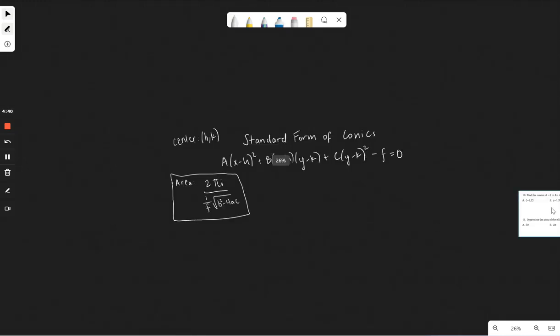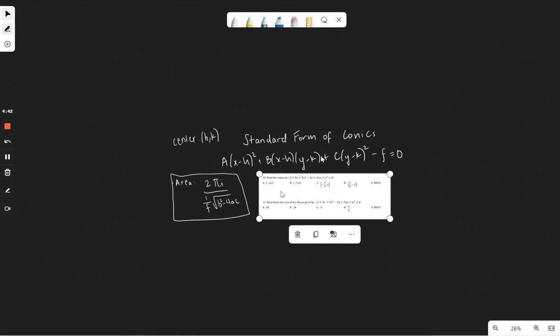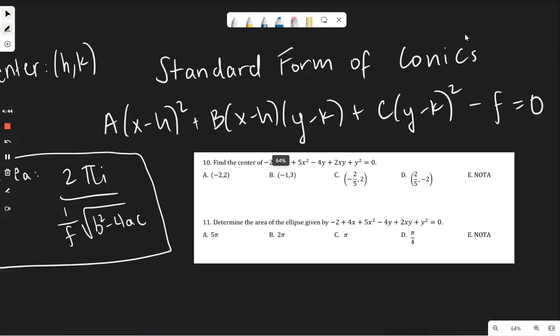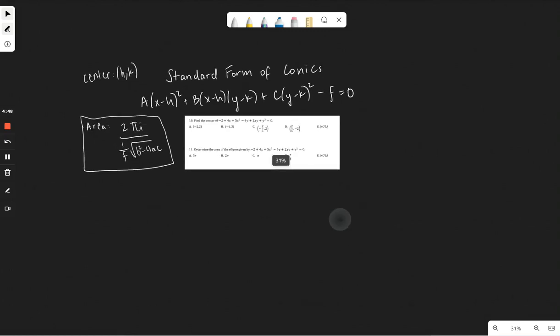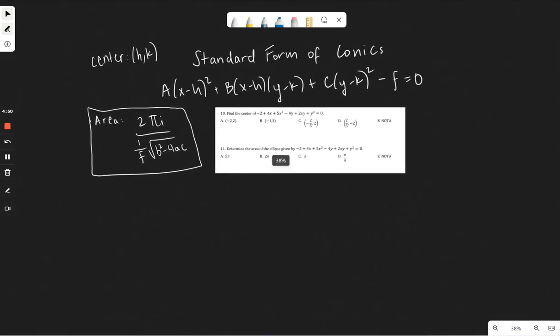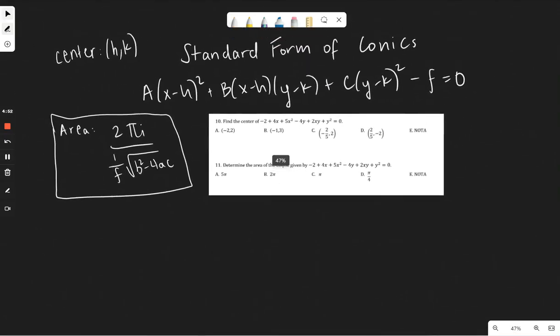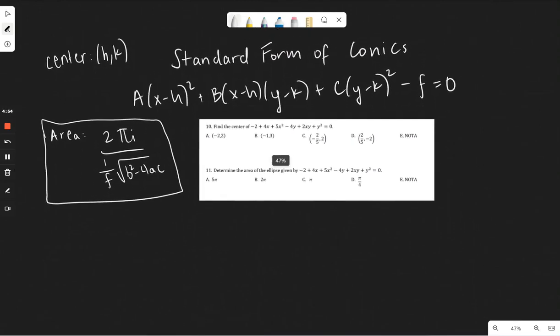So let's look at these questions right here. These are from the 2018 Nationals Mu Alpha Theta test, from the analytic geometry test, which is some test, let me tell you. Question 10 says to find the center of that conic.